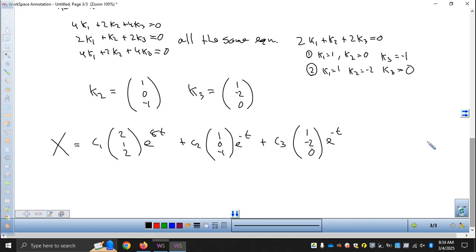All right, so that is the case where we can find linearly independent eigenvectors. Questions there? Okay.